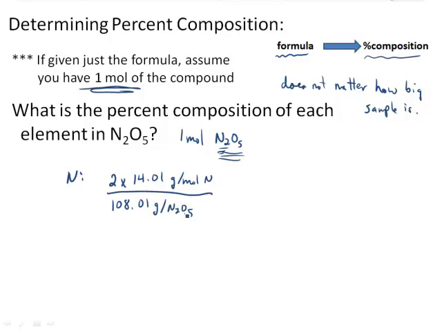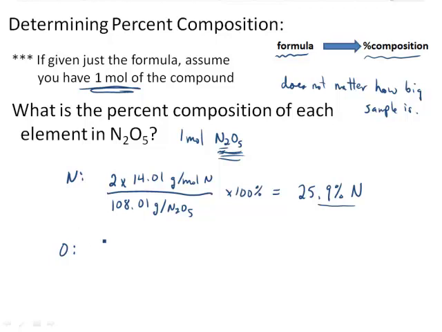Okay, so it's that 2 times 14.01 divided by 108.01 times 100%. And that comes out to be, I'll use my calculator, 28.02 divided by 108.01 comes out to 25.9% nitrogen. Now for oxygen, you could determine the percent oxygen just by subtracting that number from 100, because the 2 have to add up to 100, because you have 100% of your compound and there's only 2 elements. So it should be around 74.1%, but let's go ahead and do it out anyway.